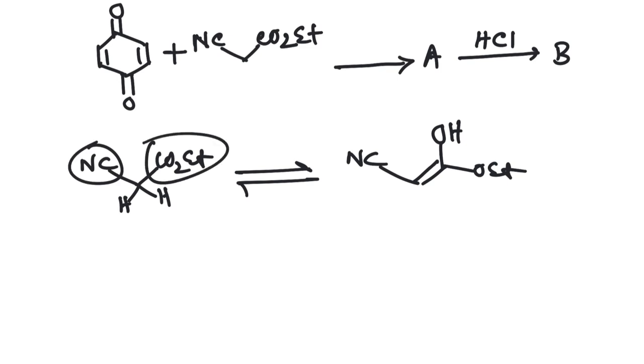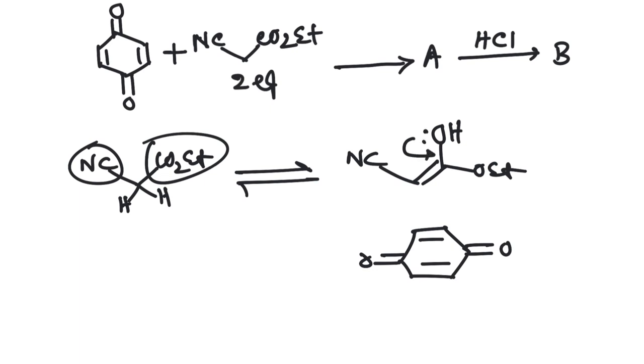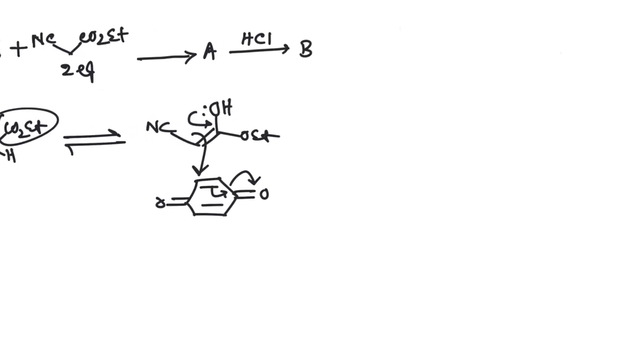Now after the formation of this enol, here actually two equivalents of this are used. It will readily react with the para-benzoquinone system, which is a Michael acceptor, and the enol is an excellent nucleophile. It will attack on the 4 position, and you will get this 1,4 addition product. Which product will you get? You will get something like this.